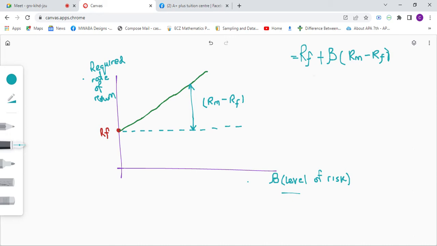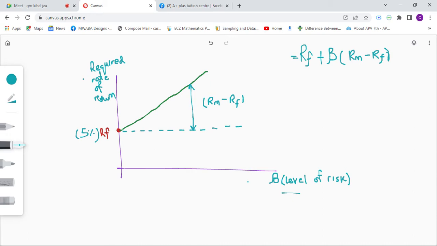So we can look at our graph here. Our risk-free rate is here on our y-axis. Let's say, for example, if you invest in a government security, which has a risk-free rate of 5%, your expected return will just be 5%. But if you want to invest in something else apart from a government security, which involves more risk, like shares or preferred shares, you're going to get an extra return.